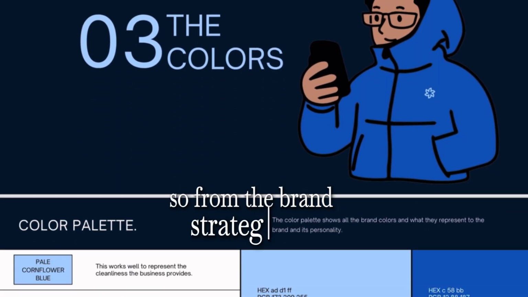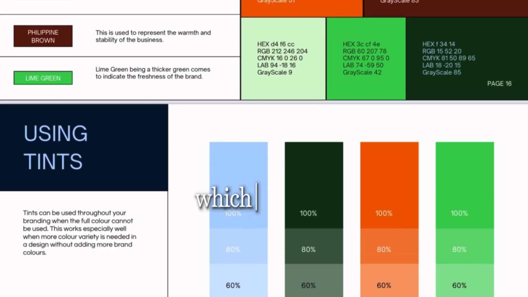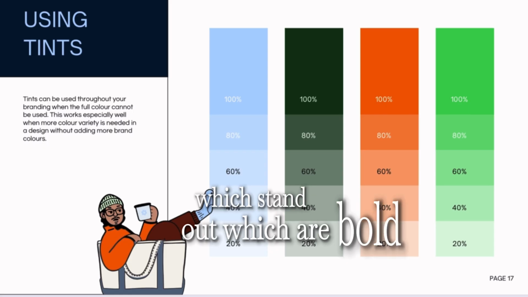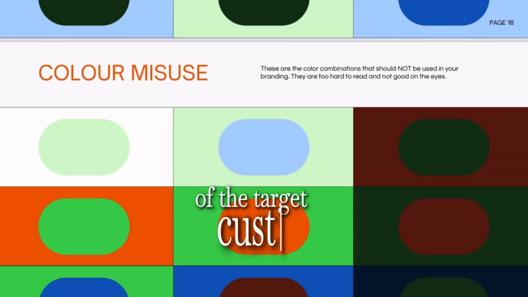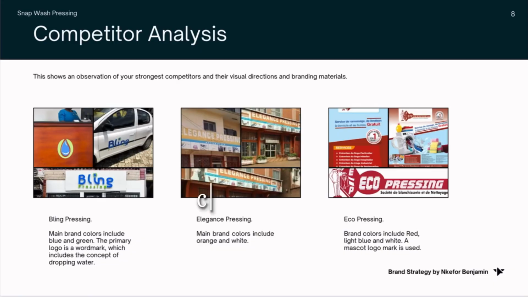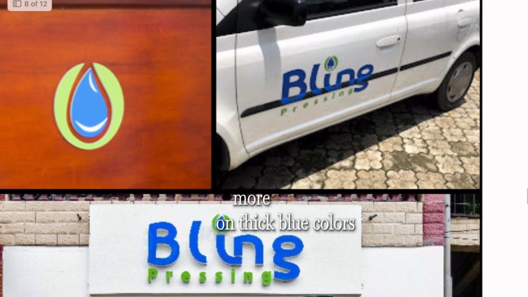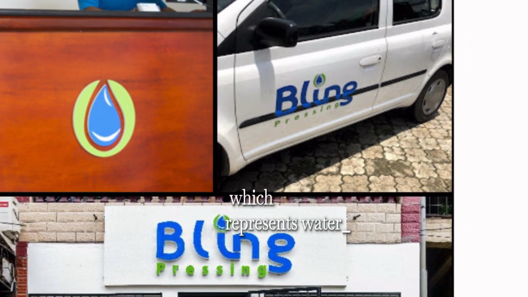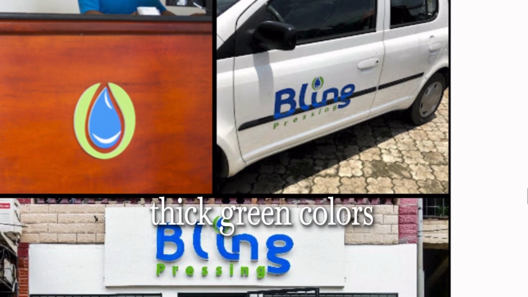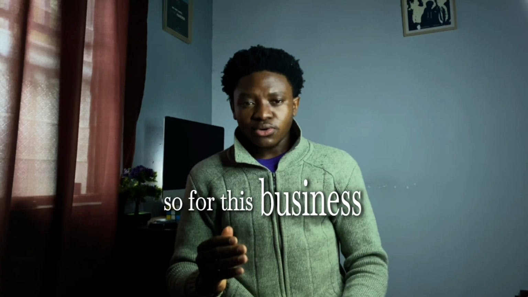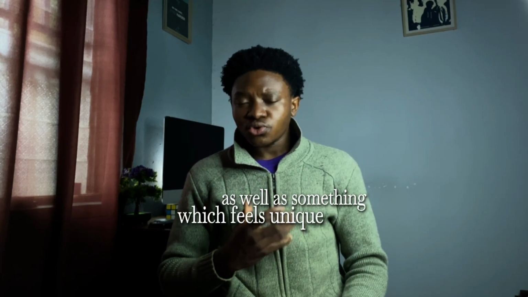The next brand element will now be the brand colors. From the brand strategy document, we realized that the business wants colors which stand out, which are bold, vibrant, and attract the attention of the target customers. After analyzing the competitors within the market, they are focusing more on thick blue colors, which represent water and are actually very generic, as well as thick green colors.